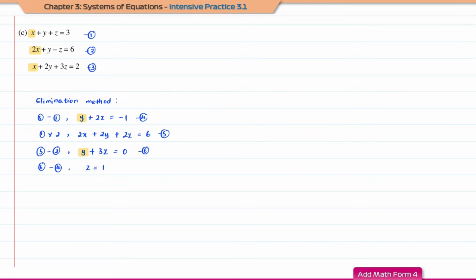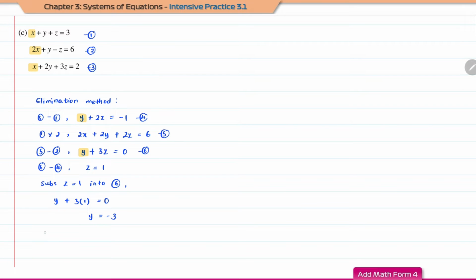Next, I'm going to substitute the z equal to 1 into, let's say, equation number 6 to find the value of the y. So y plus 3z, which is 1, equal to 0. So here we have positive 3 when we move to the other side. So you're going to have y equal to negative 3. So here you have the value of y.